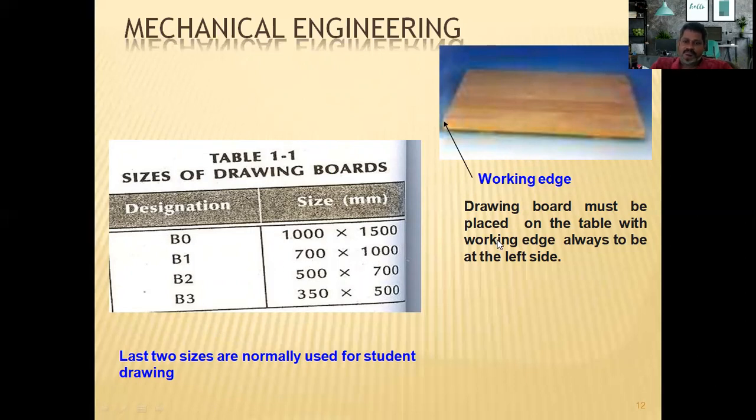This drawing board must be placed on the table, with the working edge always at the left side, of course. So this will be the working edge. On the top, we are going to fix the mini drafter. We will see what exactly the mini drafter is in the coming slides. Then this drawing board must be placed on the drawing table. By standing, we are going to draw the engineering drawing. The last two sizes are normally used for student drawing, but when it comes to offices, 700 to 1000 will be the optimum size.